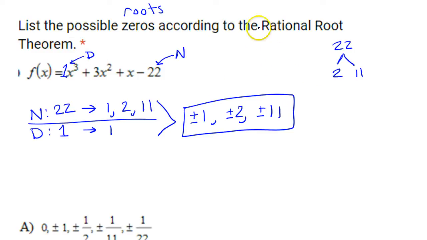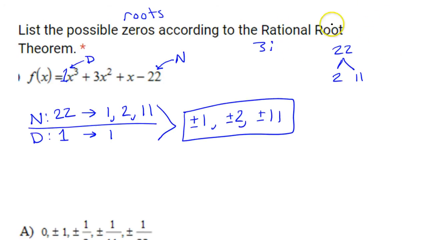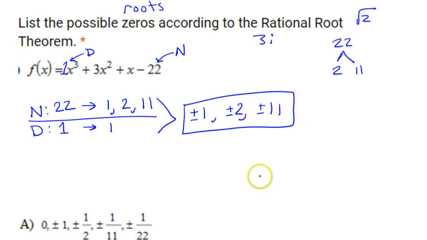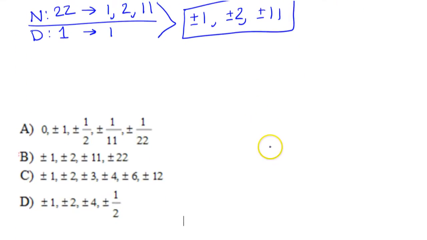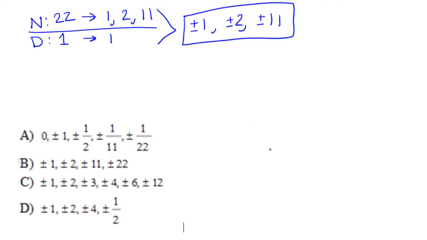Alright, there might be imaginary roots like 3i or something, and there might be irrational roots like square root of 2, but of the roots that don't include imaginary numbers or radicals, it would have to be one of these. So anyway, let's find this list to see what the answer would be.